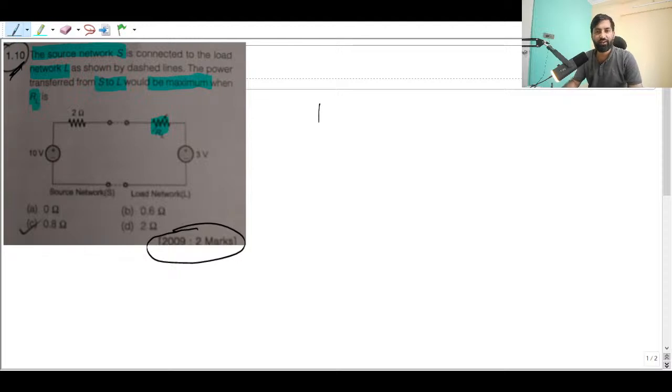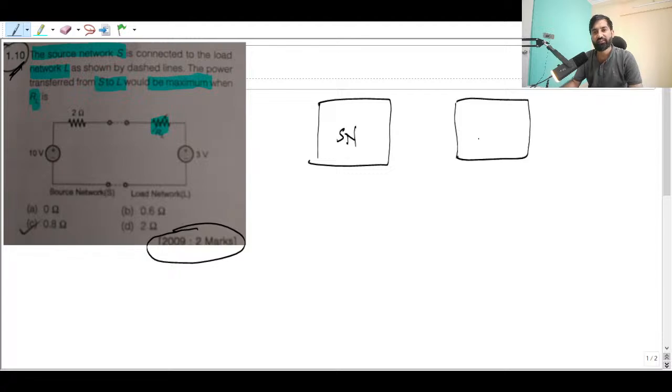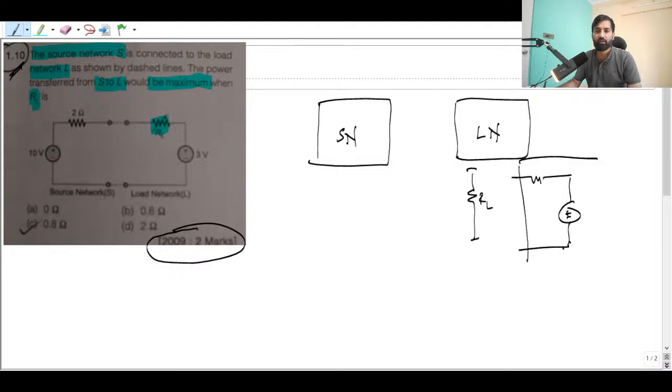Remember that whenever there is a source network and a load network, this is a source network, and a single source is given. This load network can also contain a DC voltage source as well as the resistance. Usually you will find resistance in the load network, or they might connect resistance as well as some kind of DC voltage, by saying that this is a load network. You don't have to worry about it. So they have connected it like this.